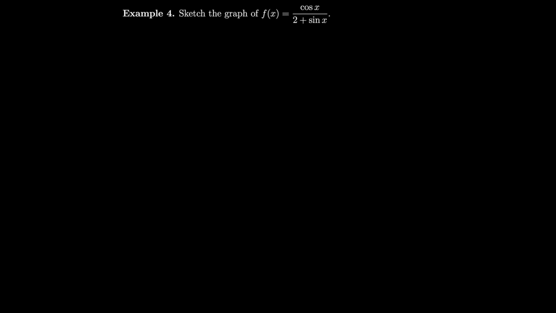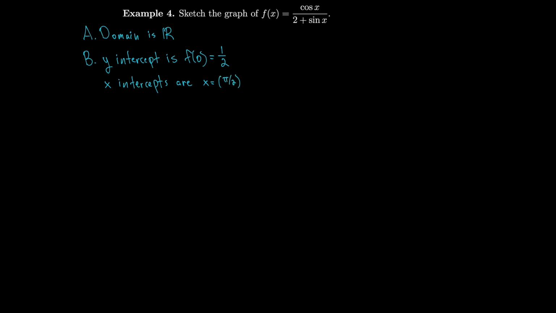Okay, let's sketch the graph of cosine x over 2 plus sine x. Again, we can plug in anything, so our domain is all real numbers. Our intercepts, well, the y-intercept is when x is 0. So the y-intercept is f of 0, which is a half in this case. X-intercepts are when y is 0. So x-intercepts happen when x is equal to pi over 2 plus any integer multiple of pi. So plus n pi as long as n is an integer. So n is in the set of integers. So that's just when cosine is 0.